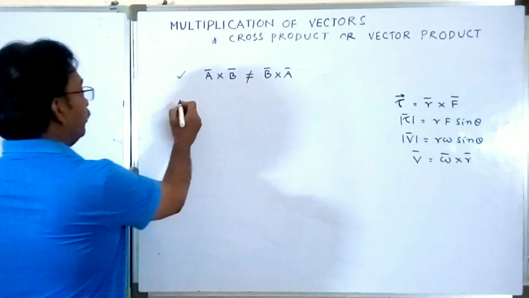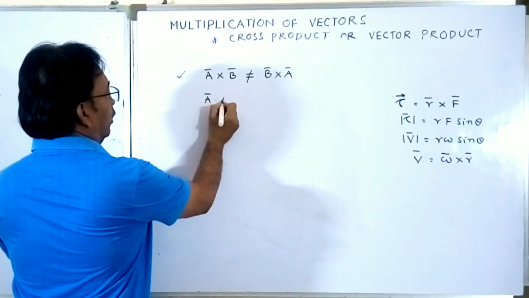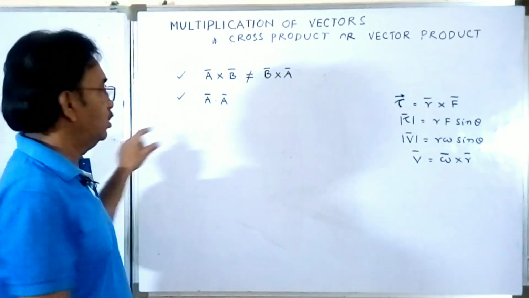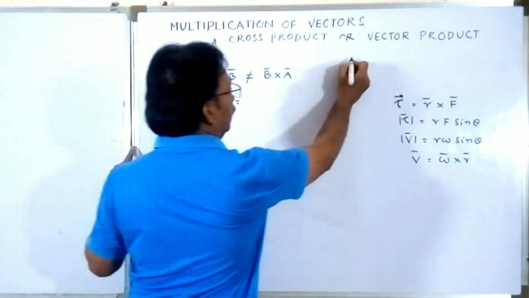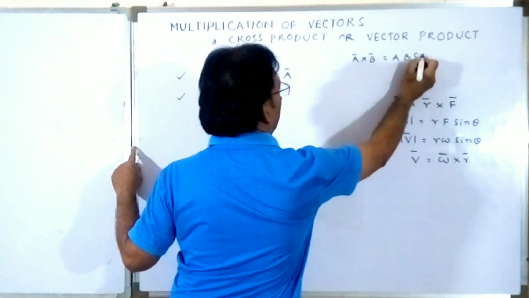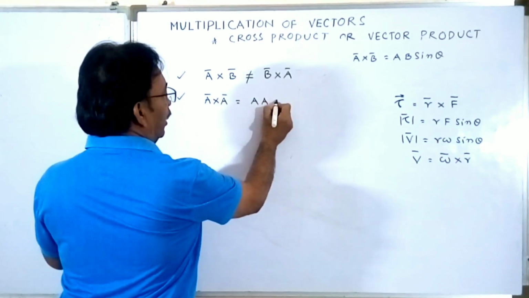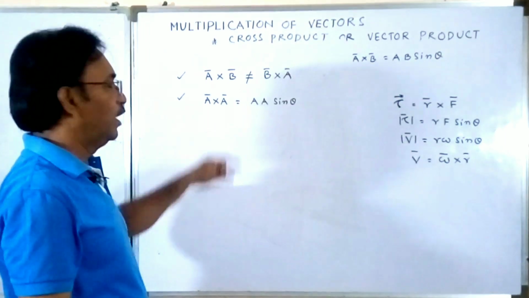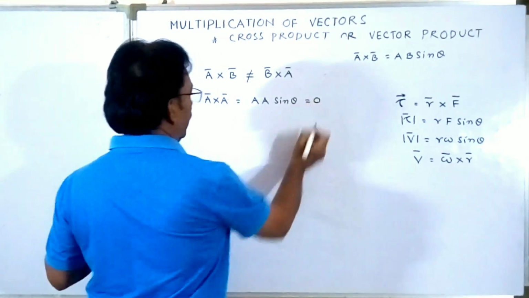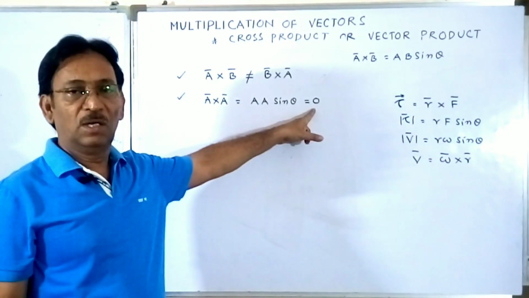And the second one: here we are taking two vectors, A bar and one more A bar. We are multiplying the vector by itself, A bar cross A bar. What do we get? You know that A bar cross B bar is equal to AB sine theta. So A bar cross A bar is equal to A into A sine theta. Watch it carefully: the angle between A and A is equal to 0, so it is equal to 0. That means the cross product of the same vectors always leads to a null vector or zero vector.